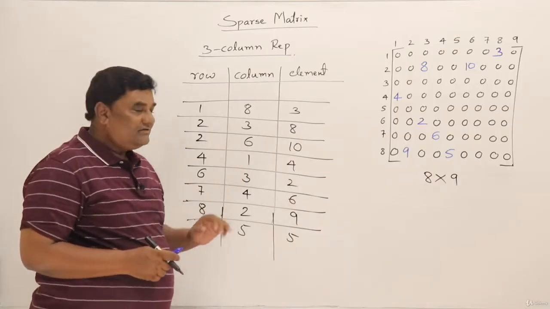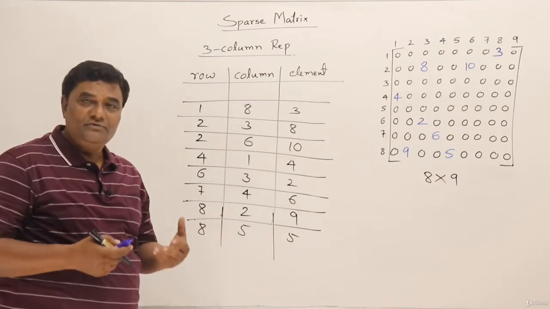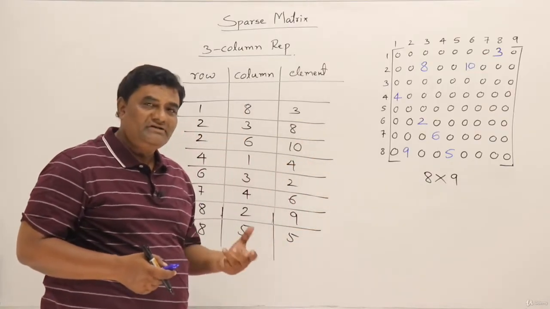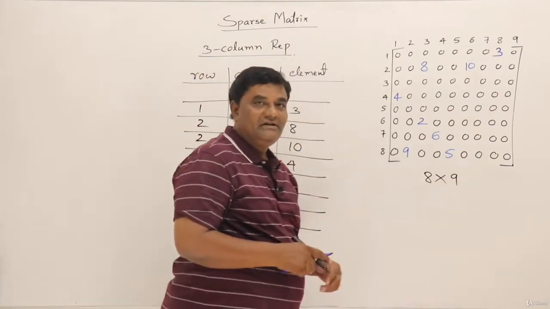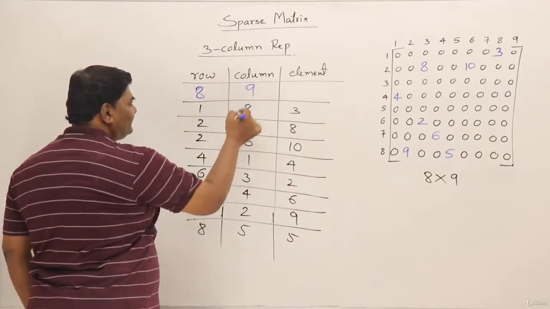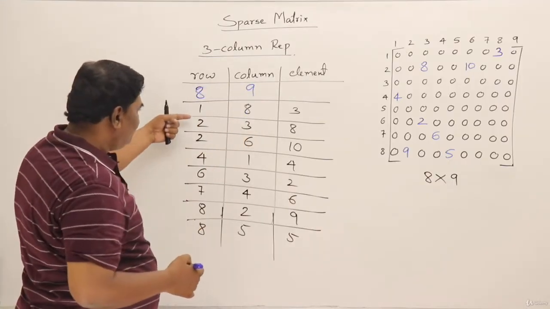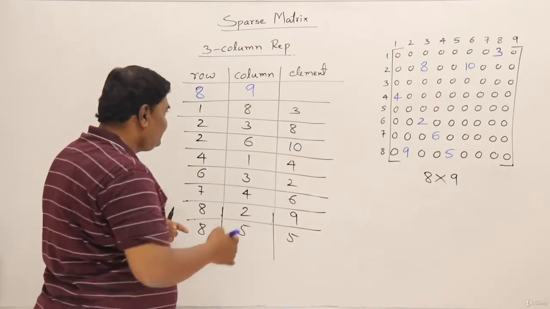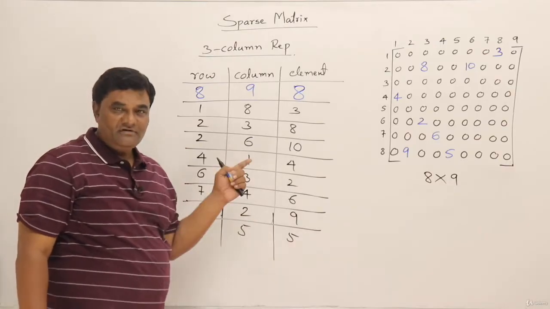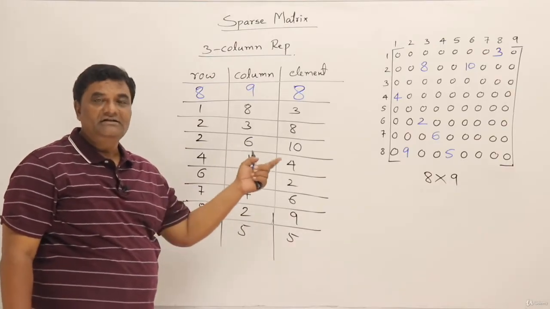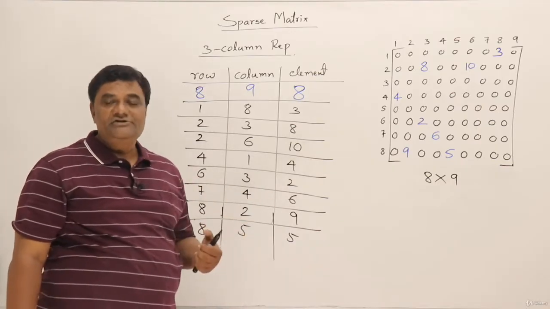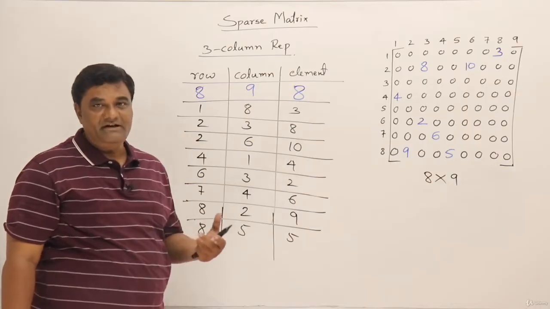Now the first row I left empty, I can use it for storing information about the sparse matrix. That is, what are its dimensions? 8 rows and 9 columns. Then how many non-zero elements are there? 1, 2, 3, 4, 5, 6, 7, 8. 8 non-zero elements are there. So the first row we can use for number of rows, number of columns and number of non-zero elements. This is a commonly used method. Using this method, I will show you how to perform addition and subtraction of matrices.